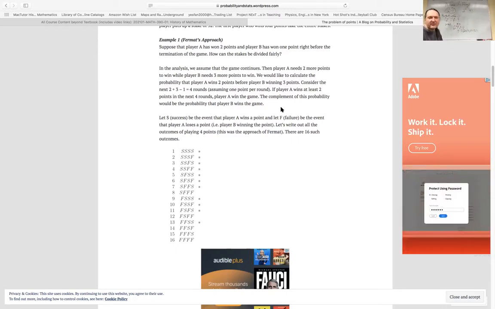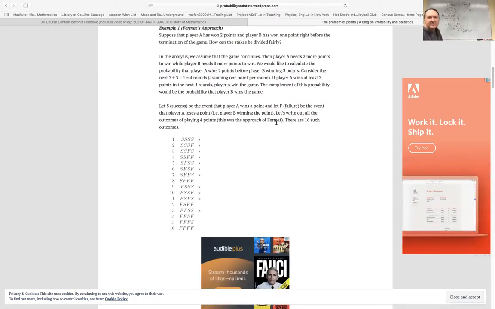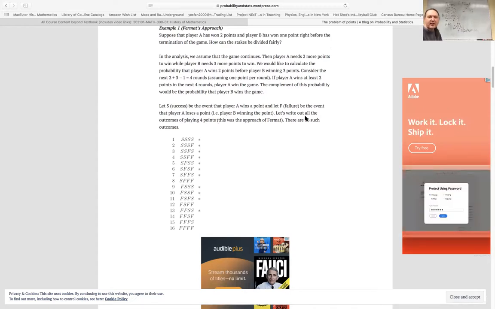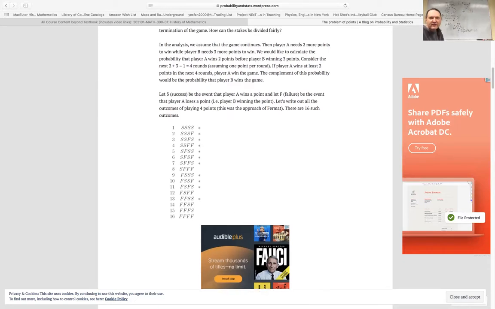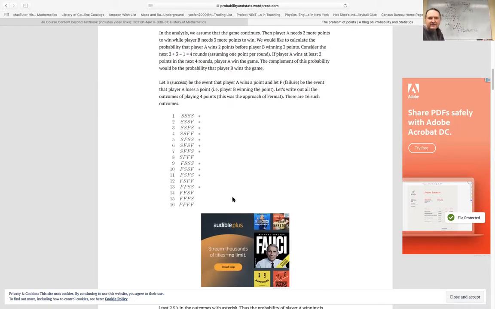This is what Fermat says. He says, let's write out all the possibilities of playing 4 points. This was the approach of Fermat. There are 16 such. These are the different things that could happen. All right, great. Those are fine, 16 things that could happen. And I don't know what S and F stand for, but it's a success and failure that player A wins the point. Fine. They could have just been A's and B's. That probably would have been more clear.